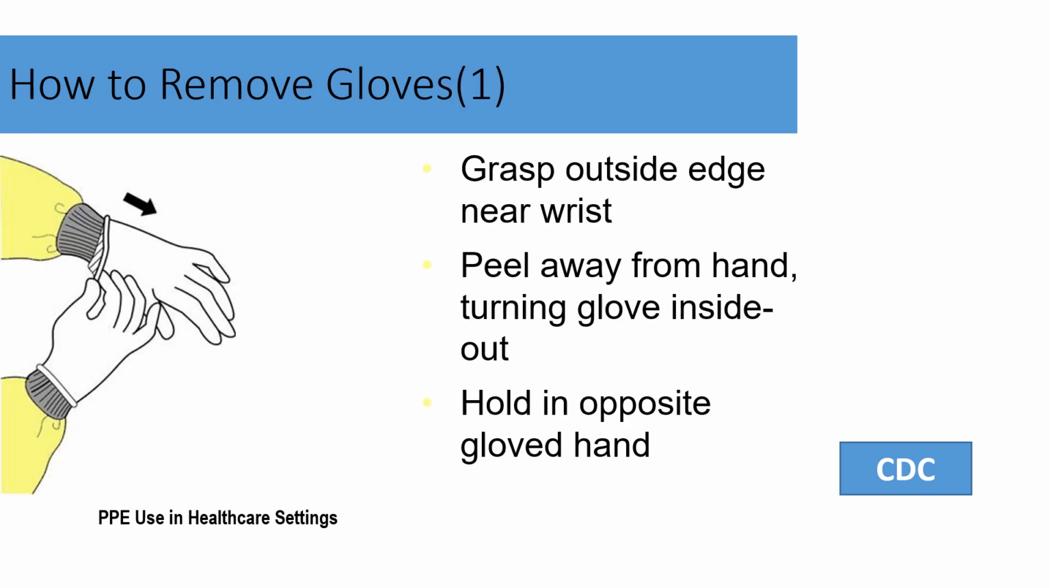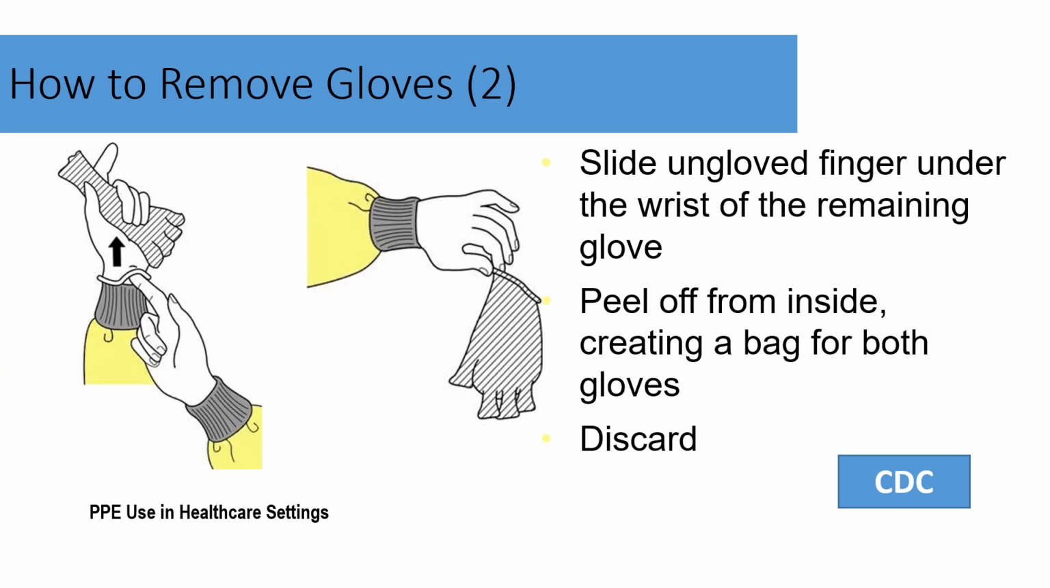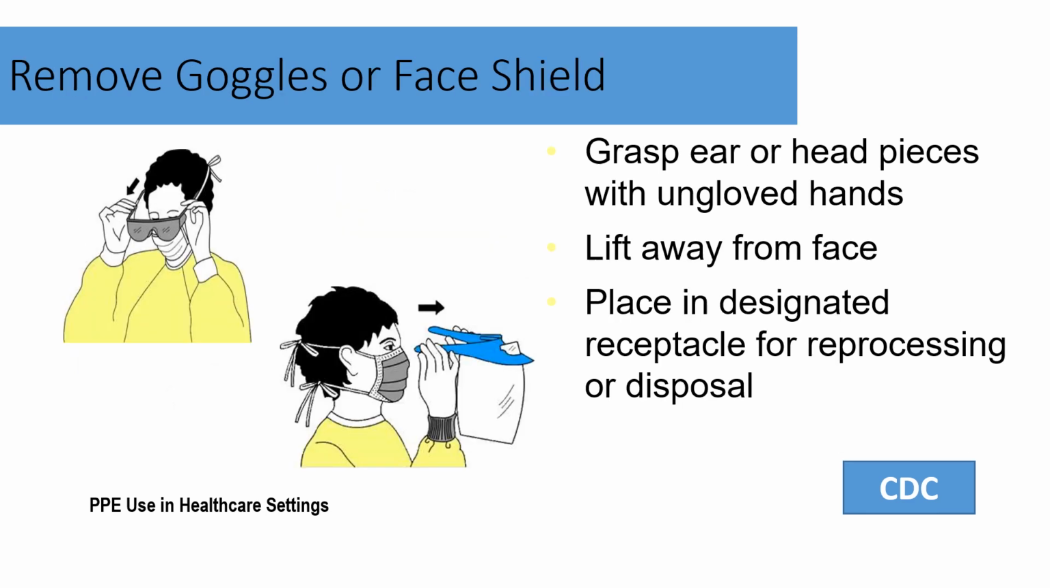How to remove the gloves? Grasp the outside edge near the wrist. Peel away, turning the glove inside out, and hold it in the opposite gloved hand. Slide an ungloved finger under the wrist of the remaining glove. Peel off from the inside, creating a bag for both gloves, and discard. For goggles, grasp the ear or head pieces with ungloved hands and lift away from the face. Place in a designated receptacle.